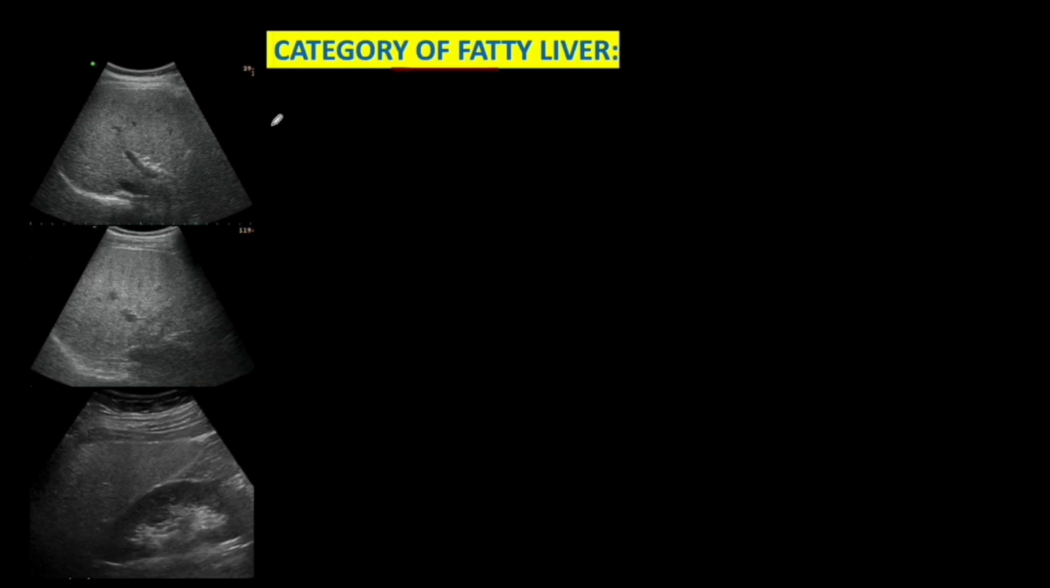Categories of the fatty liver. Fatty liver can be categorized into mild, moderate and severe. In mild fatty liver, liver echotexture will be more than that of the kidney. However, the diaphragm and the echogenic rim around the portal vein will be clearly visible. Here you can see this entire structure is liver, and this echogenic rim represents the diaphragm. So the diaphragm is clearly visible in this diagram. Similarly, you can visualize the echogenic rim around the portal vein. If you can visualize the echogenic rim around the portal vein and you can see the diaphragm, this is mild fatty liver.